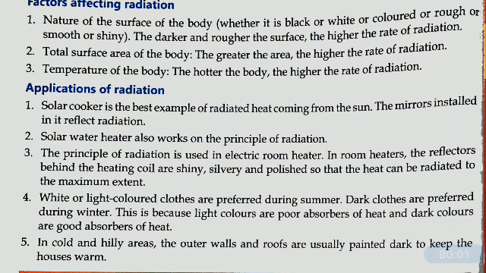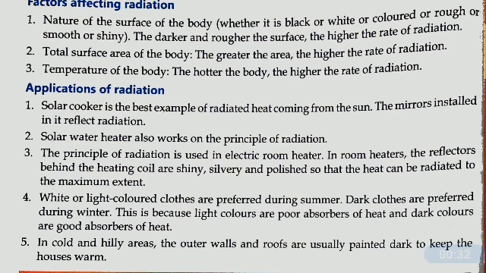Applications of radiation. Solar cooker is the best example of radiated heat coming from the sun. The mirrors installed in it reflect radiation. Solar water heater also works on the principle of radiation. The principle of radiation is used in electric room heater. In room heaters, the reflectors behind the heating coil are shiny, silvery and polished so that the heat can be radiated to the maximum extent.